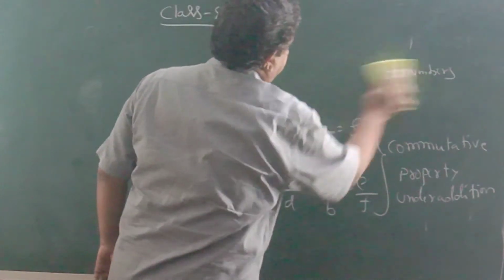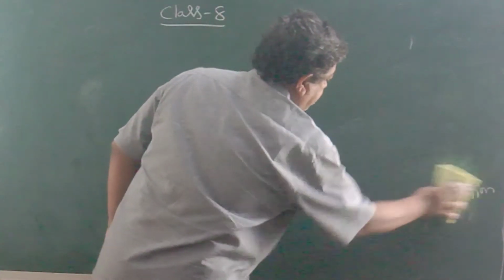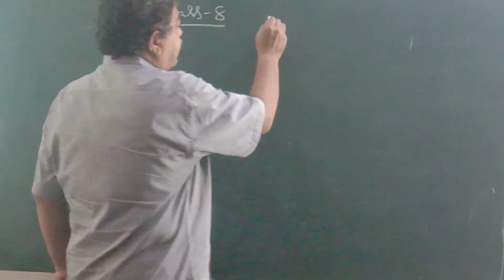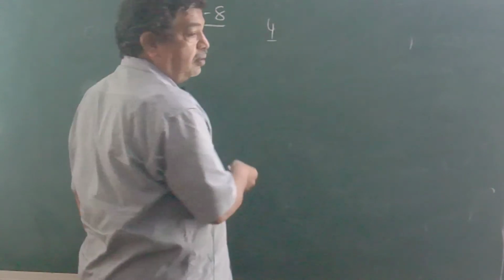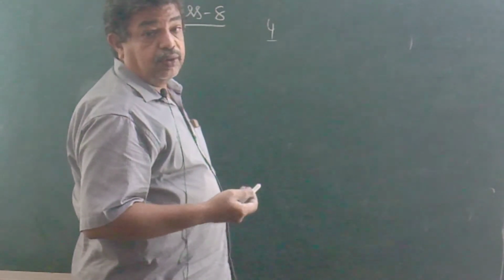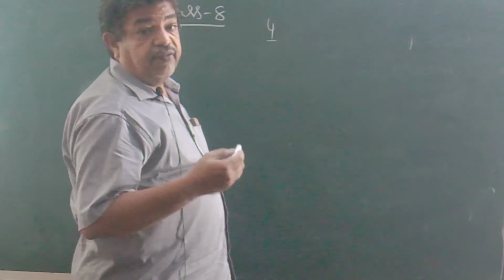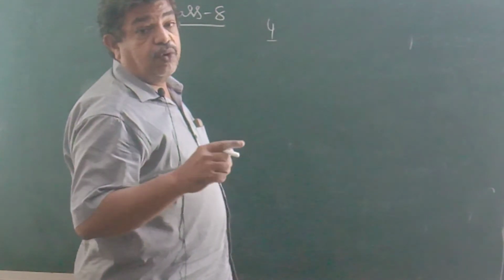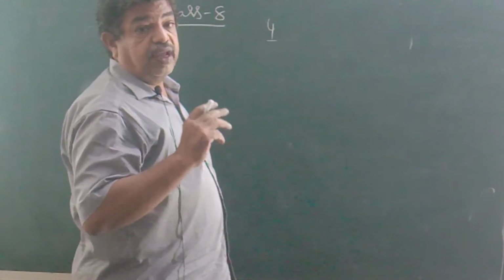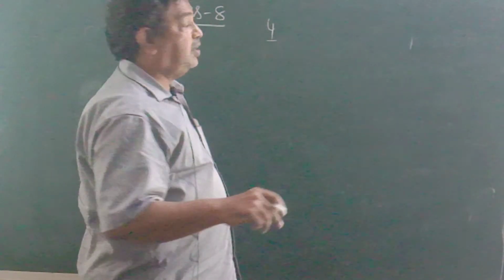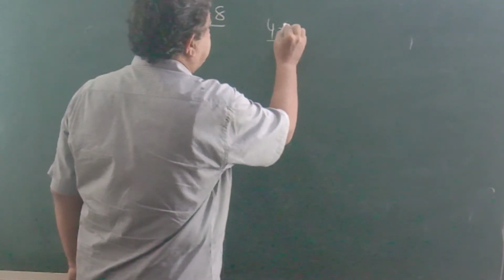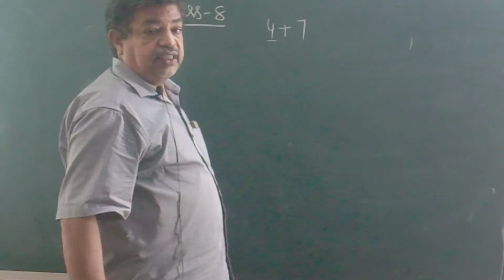Now we are going to deal with associative property. I am writing 4. Is it a rational number? You know 4 is a natural number. You know 4 is a whole number. You know 4 is an integer. Every natural number is a whole number. Every whole number is an integer. Therefore, every natural number, every whole number, and every integer we can consider as rational numbers. So 4 is a rational number. 7 is another rational number.